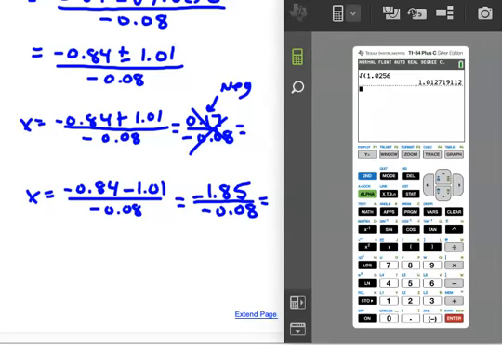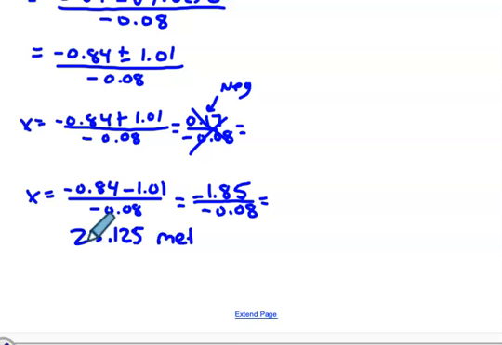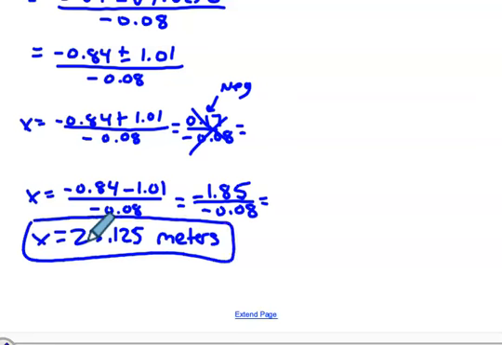So you can type the negatives in if you want. We know that they're going to cancel. So you could leave them out if you wanted for this one. But 23.125. So that is how far in meters that the shot put ball would have gone.